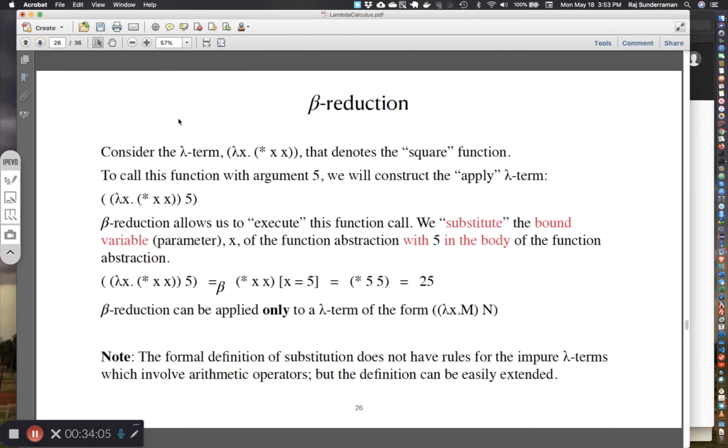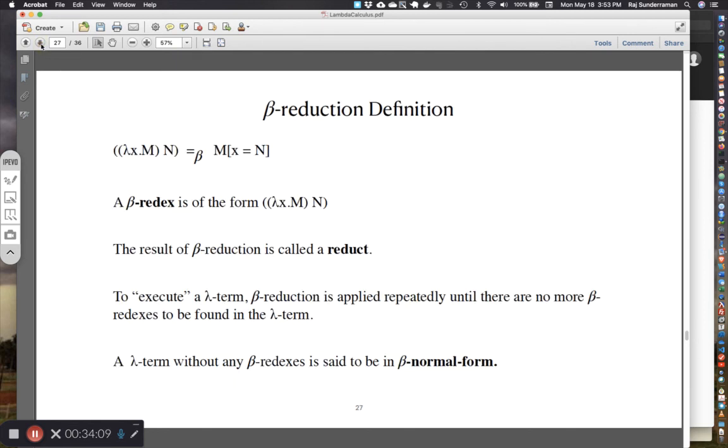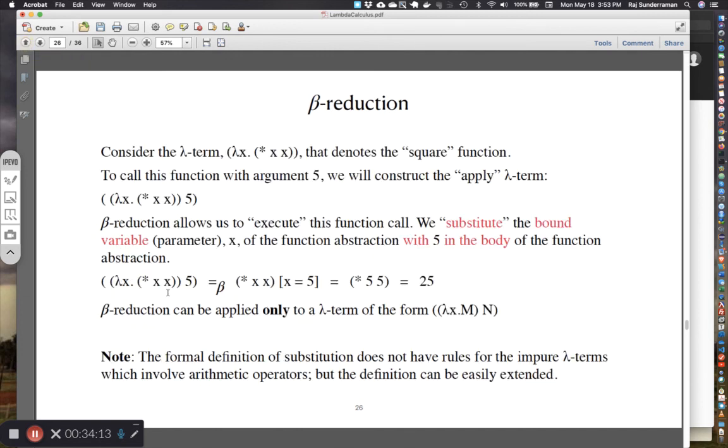Before we look at more examples, let's look at beta reduction. I think there are two slides here. I believe we are running out of time, so maybe we'll come back and look at beta reductions in the next video. Okay, thank you.